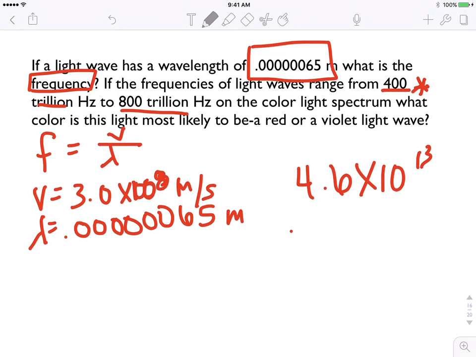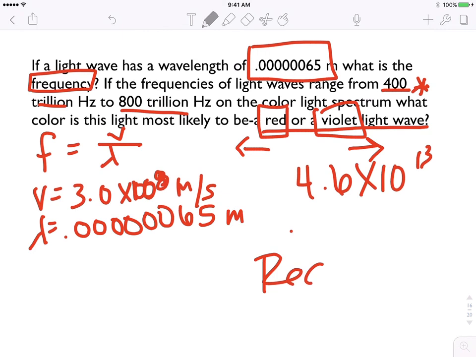And you should know that red is on the smaller end and violet is on the larger end. So violet would be closer to about 800 trillion and red is about 400 trillion. So the color that we would have is red.